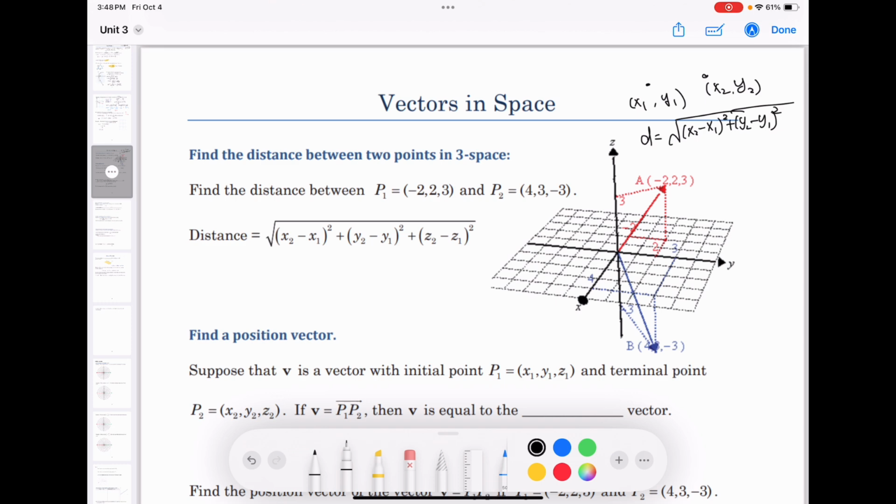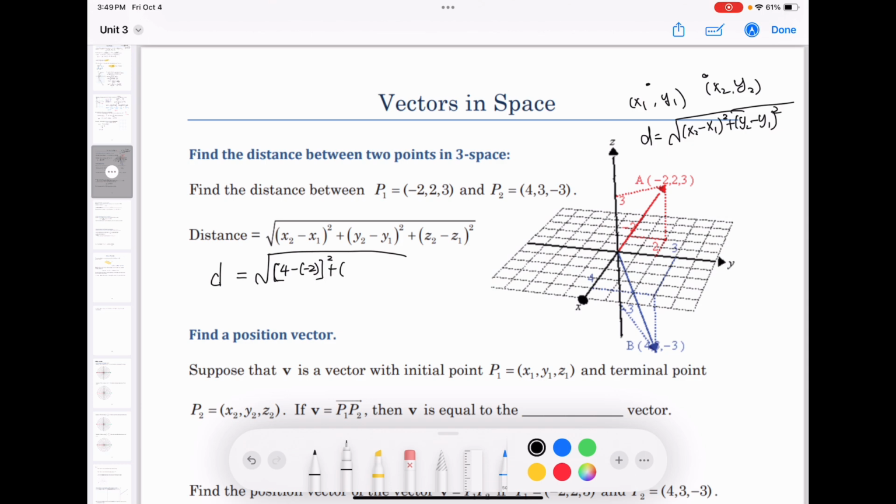We have the formula, which is the distance is the square root of the difference of the x squared plus the difference of the y squared plus the difference of the z squared. For example, if I'm looking for the distance between two points in three dimensions, the distance is equal to the square root of the difference of the x. Use the second x minus the first x: 4 minus negative 2, and then square it.